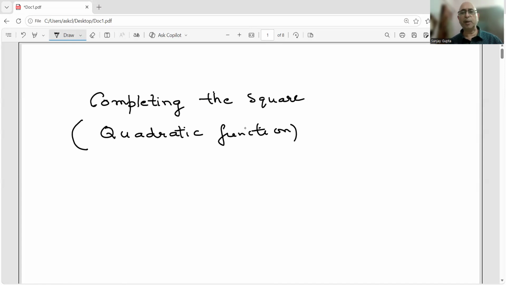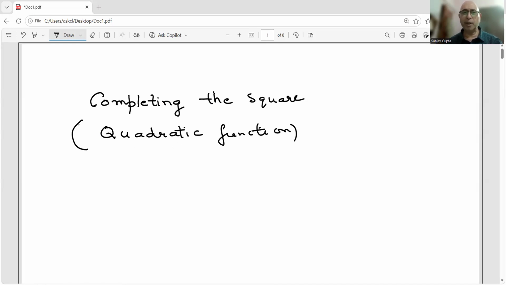Once we are able to do that, you will be surprised to see that a lot of applications will open up. Many applications of completing the square are there. At least 5 applications I will cover in the coming videos, and one by one, all will be uploaded very soon, in the next 1 week or so.